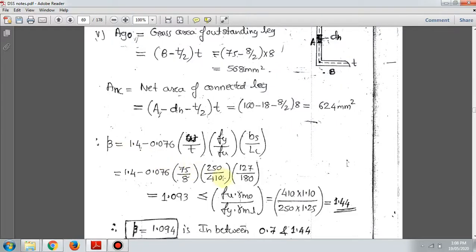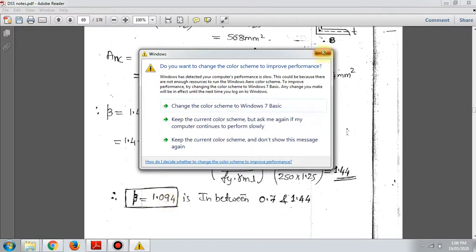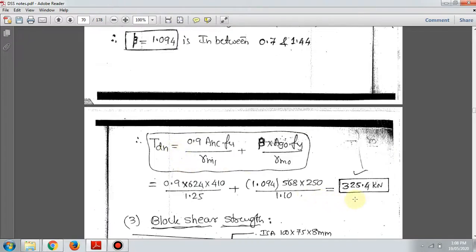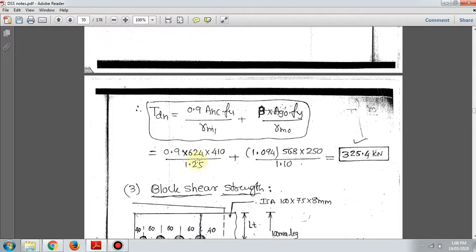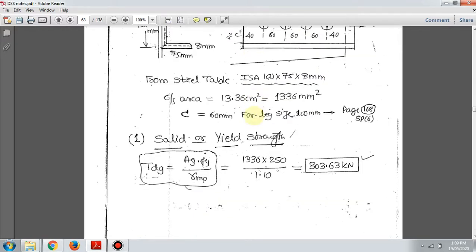This is 75. If you want the area of the connected leg, 100, then 100 minus the bolt dia, which is given. The bolt dia is 16, so you have to deduct the bolt hole. The area is 100 minus 18 minus half the thickness, that is you have to take the length of the member from here to the center. So in 100 you subtract 8 by 2, and this 18 is the bolt hole. All together will give you P into T. So this is the gross area, this is the net area.